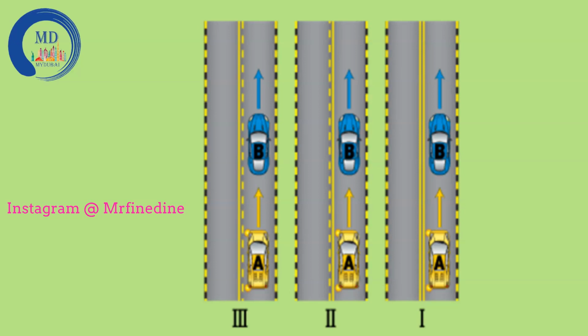The question comes in the exam like this: out of these pictures, which car can actually overtake? The right option is picture number 3, because car A is faced by a dotted line. That means car A can overtake in this scenario.